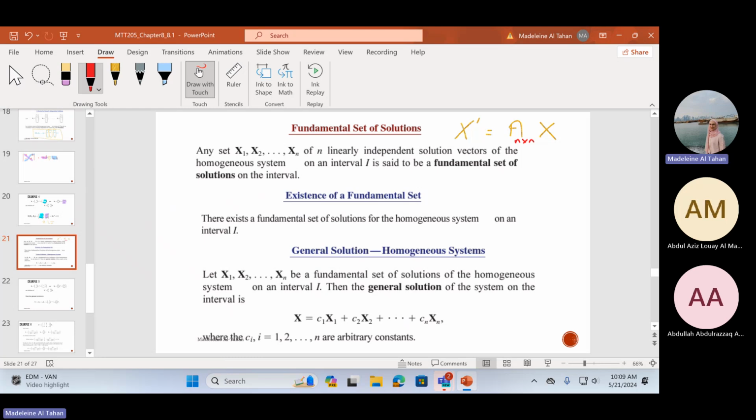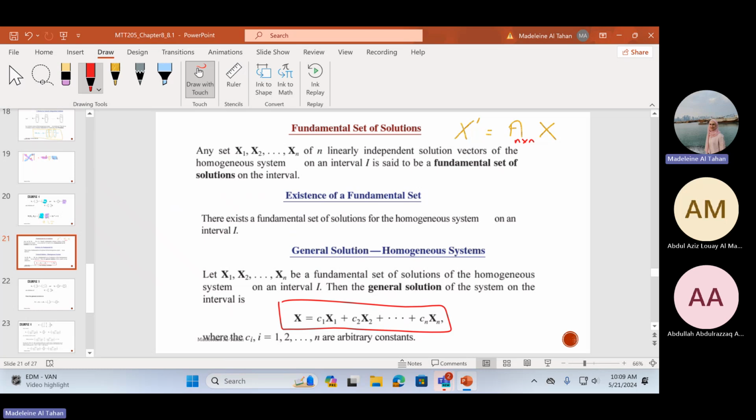So here again, we are saying there exists a fundamental set of solutions for the homogeneous system on an interval. So every homogeneous linear system that we have, x prime equals Ax, has a fundamental set of solutions. The general solution, if x1 to xn is a fundamental set of solutions: how do we write the general solution? It's a linear combination of them.